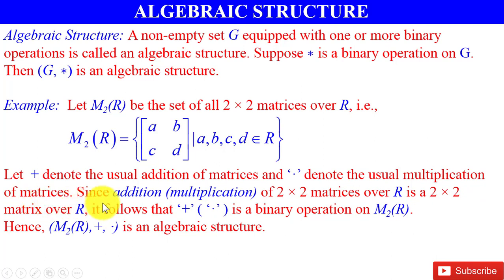Since addition or multiplication of 2 by 2 matrices over R is a 2 by 2 matrix over R, it follows that plus or dot is a binary operation on M2(R). Hence, (M2(R), plus, dot) is an algebraic structure.